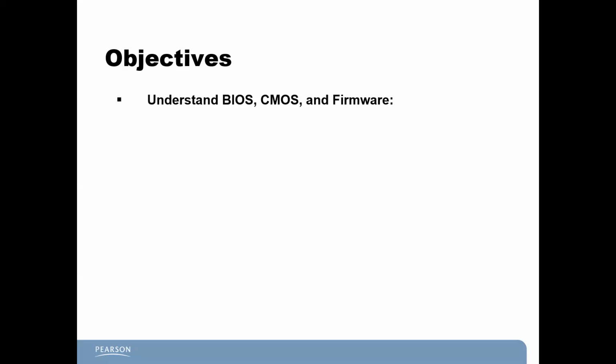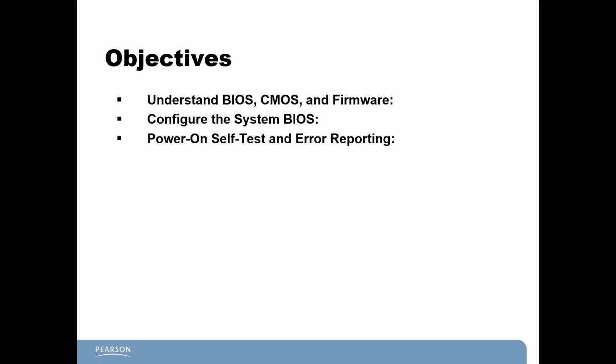So the very first objective for this lecture is that we shall understand BIOS, CMOS and firmware. That is, we'll explain the motherboard's firmware known as BIOS. Moreover, we'll describe the relationship between CMOS and BIOS. We'll also look at the configuration of the system BIOS, that is, demonstrate how to access the BIOS and modify settings, for example, the RAM, processor, and video settings.